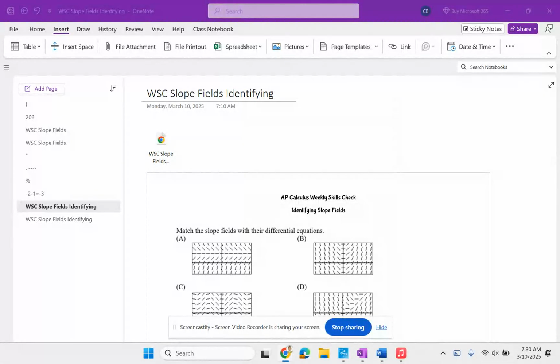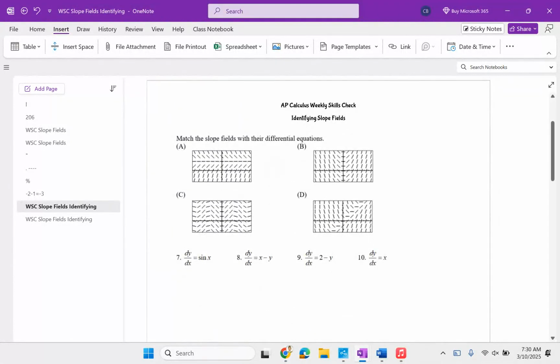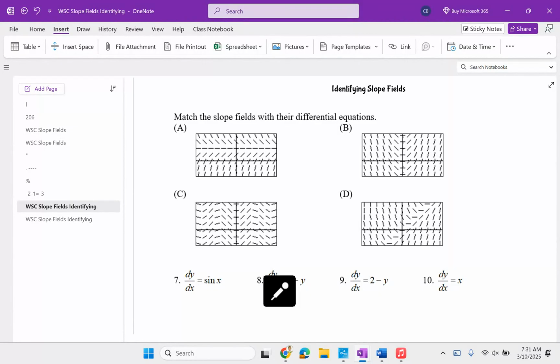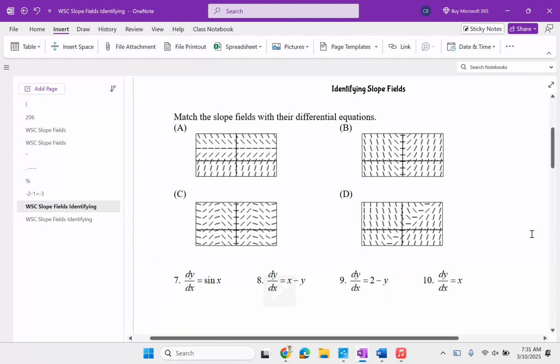Okay, let's talk about slope fields in a slightly different context. This is where understanding your parent graphs helps a little bit on some of these, because it's probably not going to be matching. It's probably going to be multiple choice on the AP test.